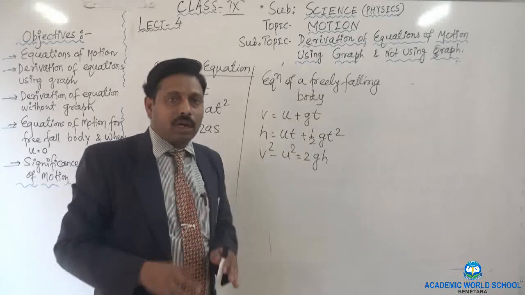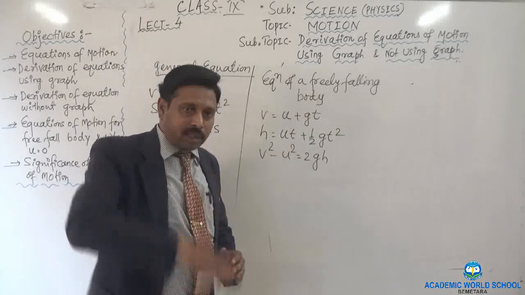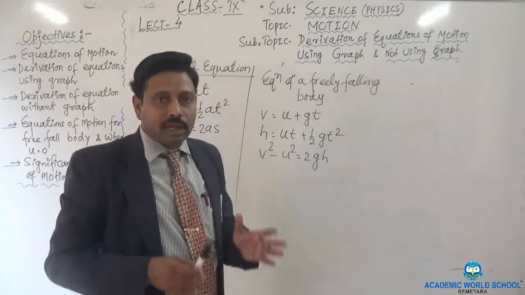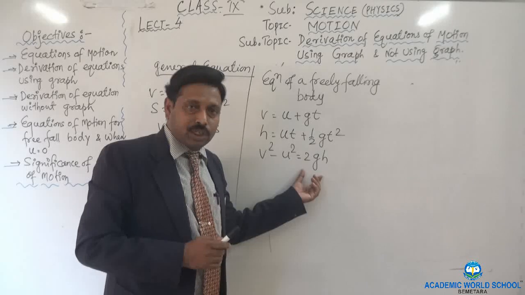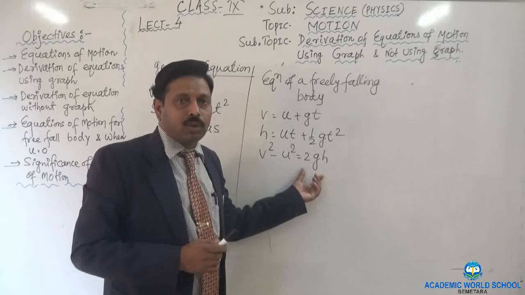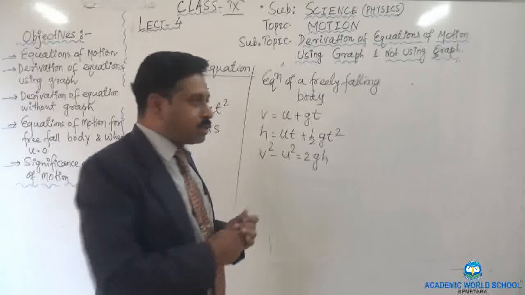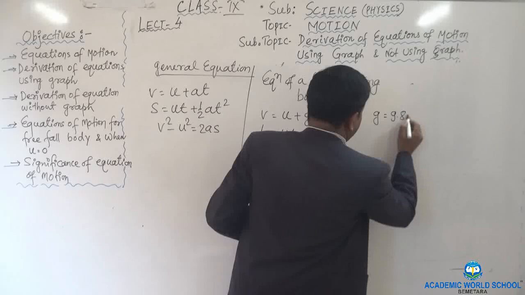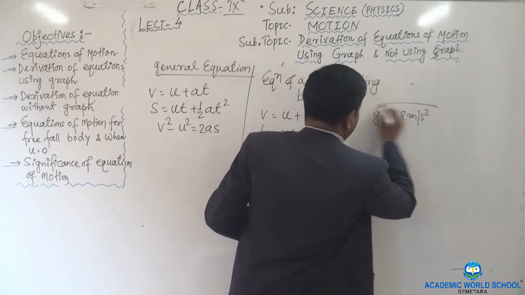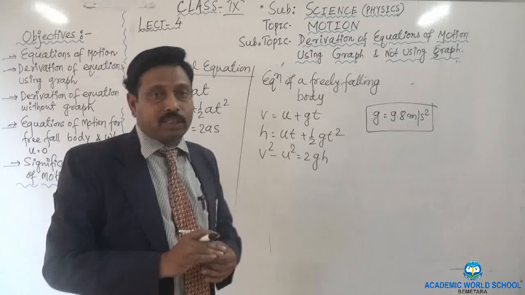You know that our earth attracts everybody towards itself. Anybody falls on the earth due to gravity. So this is also an acceleration. It is known as acceleration due to gravity. The symbol is small g. So what is the value of small g? The small g is equal to 9.8 meter per second square. Do remember this. You will read more about it in the gravitation chapter.